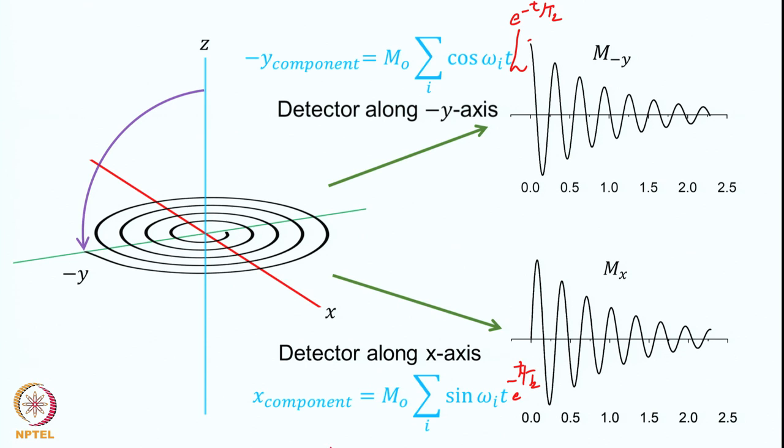So when you do that, the magnetization collected along the Y axis starts from here, goes down to 0 and then oscillates in this manner. But look at the X component of the magnetization: this starts from 0 because the initial X component is 0, and then as it moves around, it picks up and goes in a sine wave in this manner, and it will also be decaying because of the exponential minus t by T2 factor.